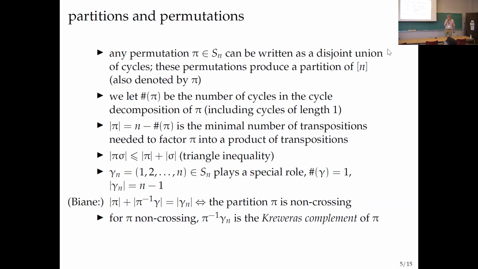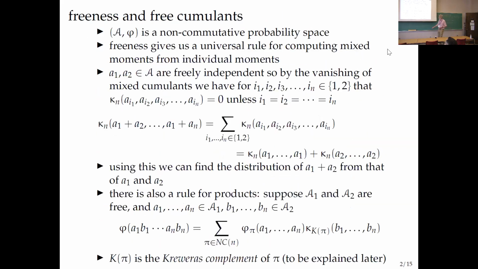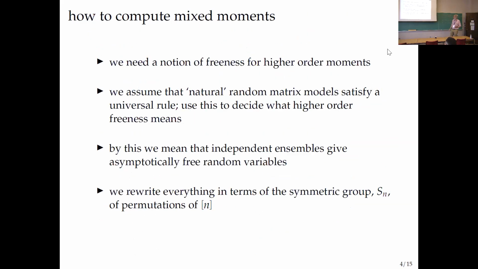In addition, what is gamma? Gamma is this permutation with one long cycle, gamma n. I'm sorry, it should be an n. I'm having trouble with my subscripts, sorry about that. And this other thing is what's called the Kreweras complement. So you take pi inverse times gamma, and that plays the Kreweras complement role. That's not the standard way of defining it, but I think in the next slide there'll be a picture.